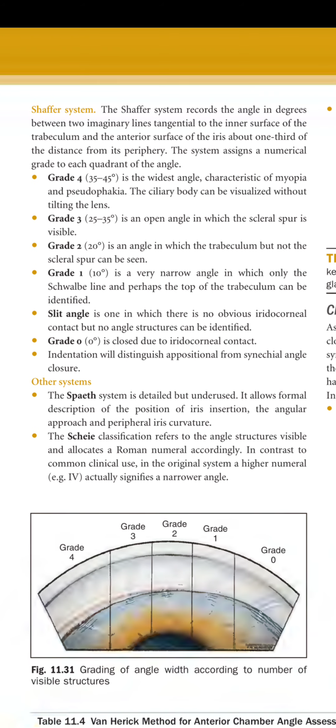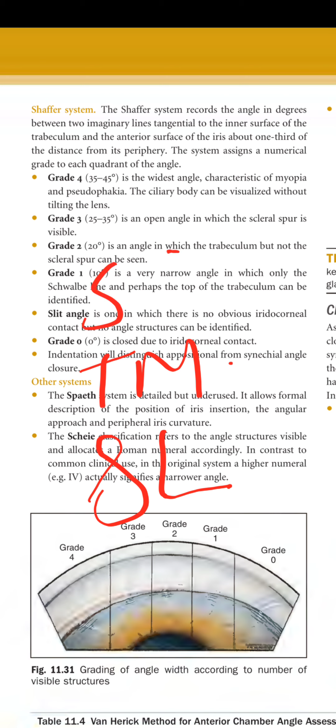So grade 4 is 35 to 45 degrees, the widest angle, characteristic of myopia and pseudophakia. The ciliary body can be visualized without tilting the lens. So first we need to understand how many structures are usually visible in an angle. First of all, we see Schwalbe's line, then we see the trabecular meshwork, then we see the scleral spur, and then we see the ciliary body.